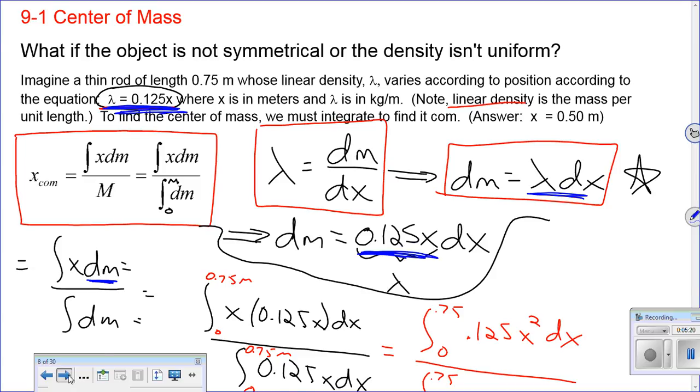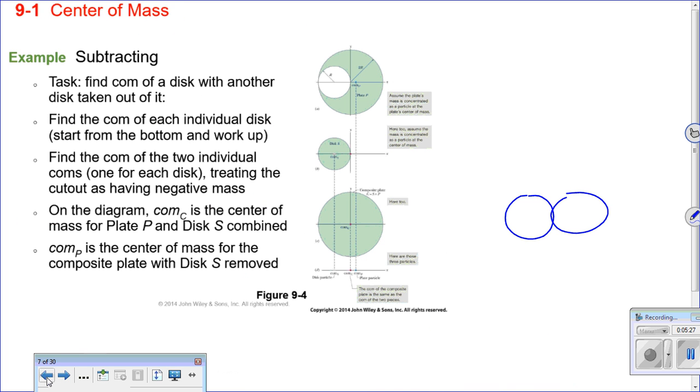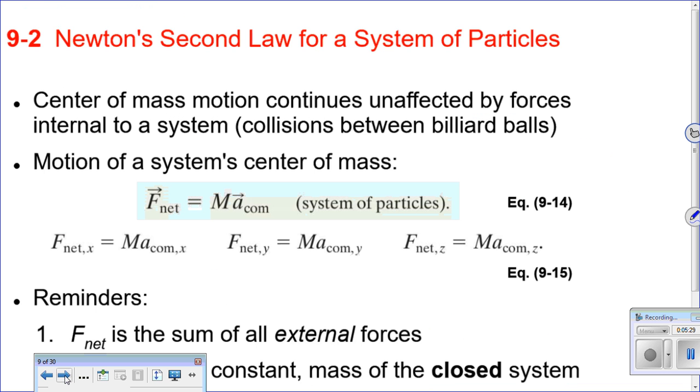Okay. All right. Now, Newton's second law. Can I skip a page? I remember my slides were out of order. I fixed it. Okay, cool. All right.